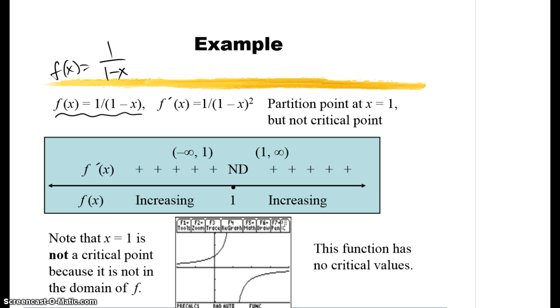If you plug x equals 1 into the original function, you will get an undefined value. In fact, we know from the graph that there is a vertical asymptote at x equals 1. So this function has no critical values. We could still check, and we'll see that the derivative is positive on both left and right of 1. Therefore, the function is increasing. Remember, we consider points where the function is undefined as well when we do this test.